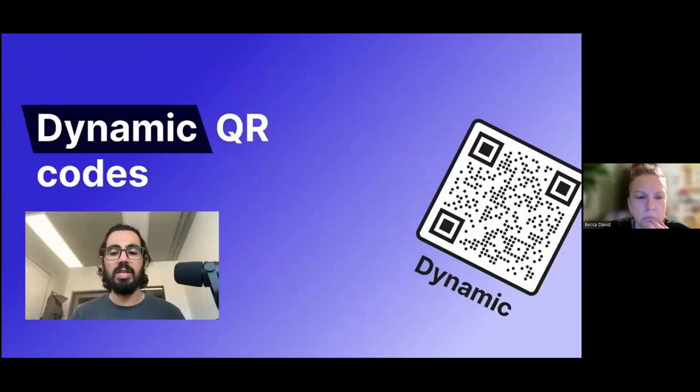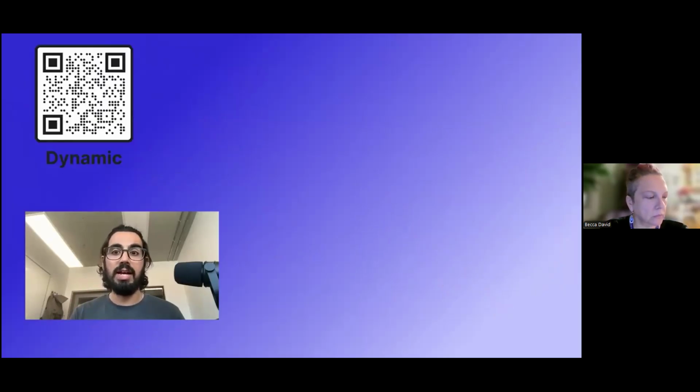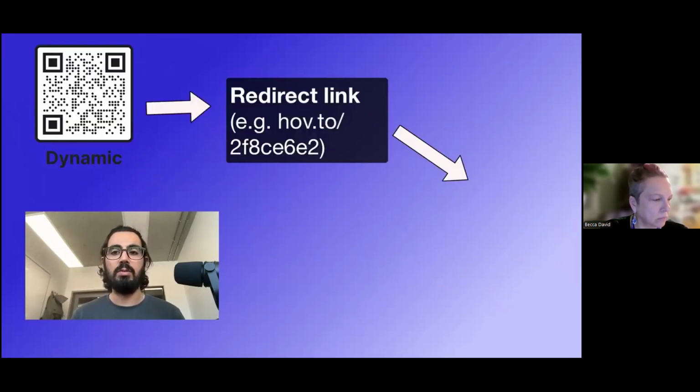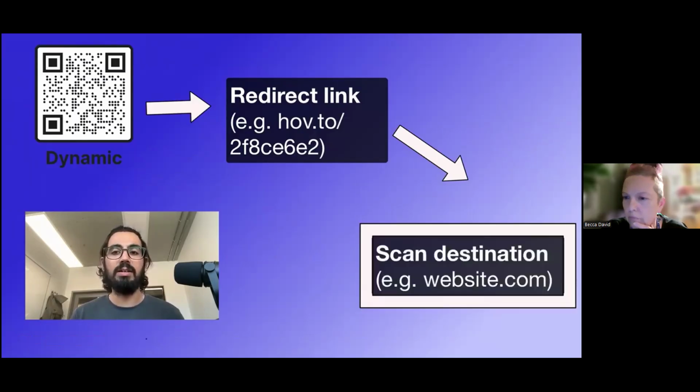Now, the difference with a dynamic QR code is instead of encoding the scan destination directly into the pattern of the QR code itself, the dynamic QR code generator will create a redirect link and then encode that into the pattern on the QR code. So when someone scans a dynamic QR code, instead of going directly to the scan destination, they're taken to the redirect link, which almost instantly redirects that person to the scan destination. One of the main benefits of dynamic QR codes is that you can edit the scan destination even after you've created and printed the QR code.